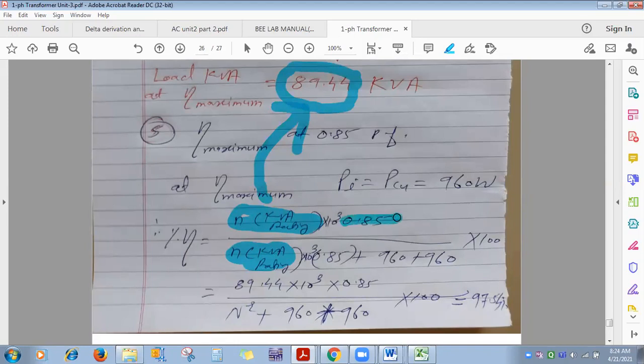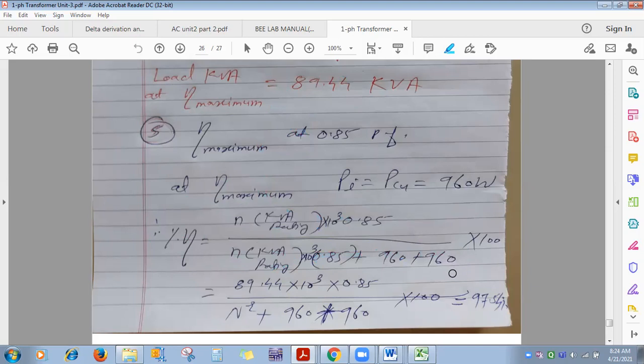Power factor is given to you 0.85, and iron loss 960. And I told you that at maximum efficiency, what is the condition? Iron loss is equal to copper loss. Means that N square full load copper loss value, how much will you take? The same as that of iron loss, because we are calculating maximum efficiency here. We have seen the condition at maximum efficiency, iron loss and copper loss are equal. Everyone got this point?